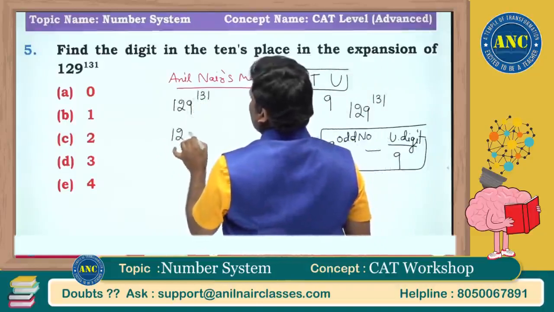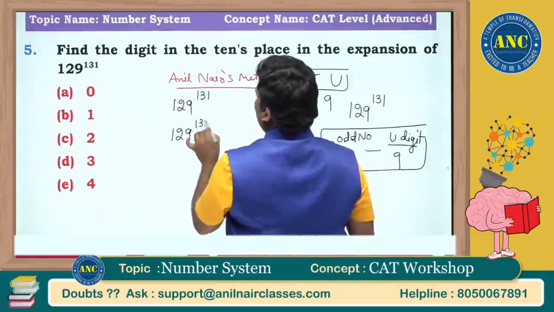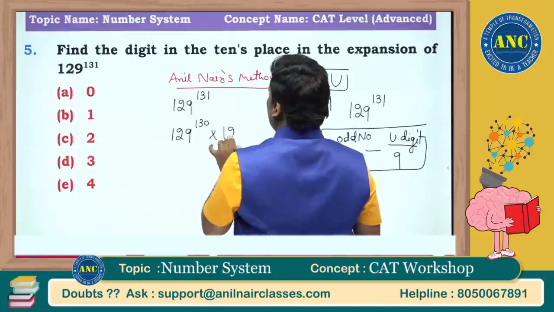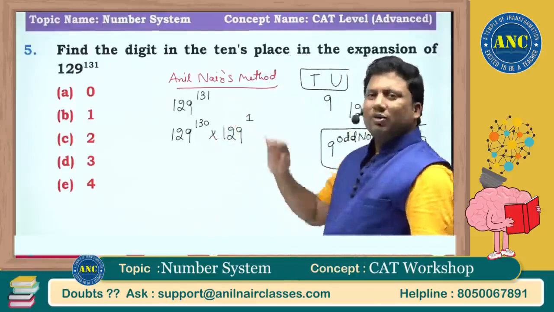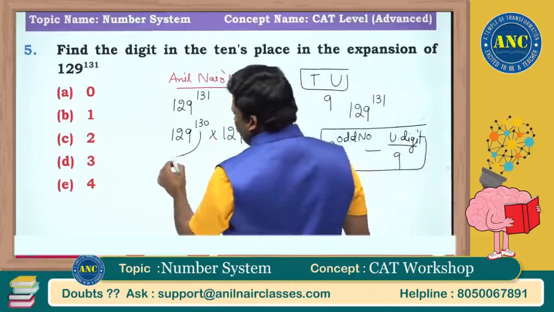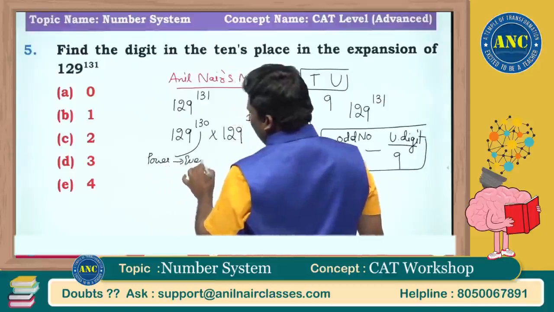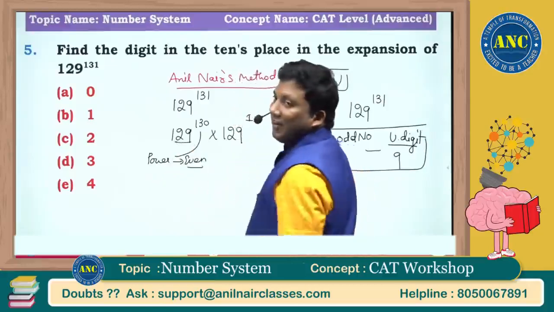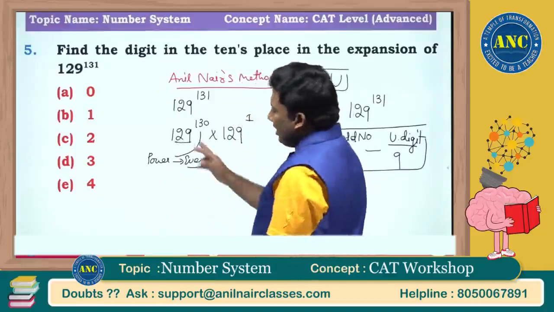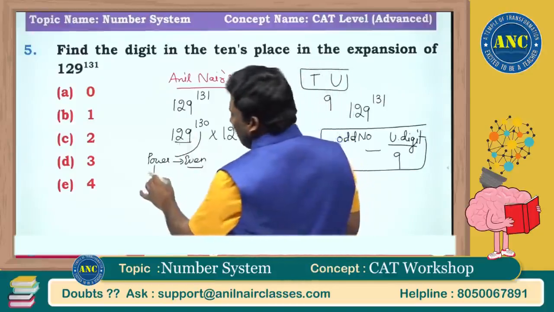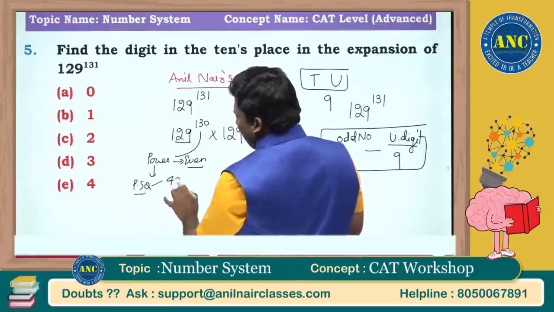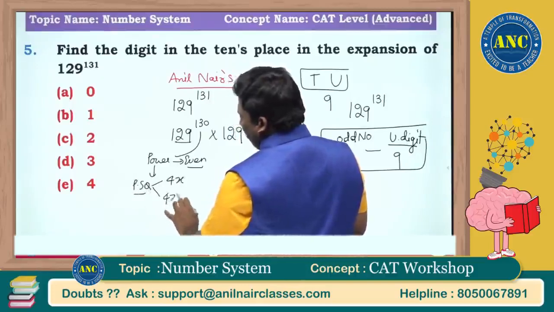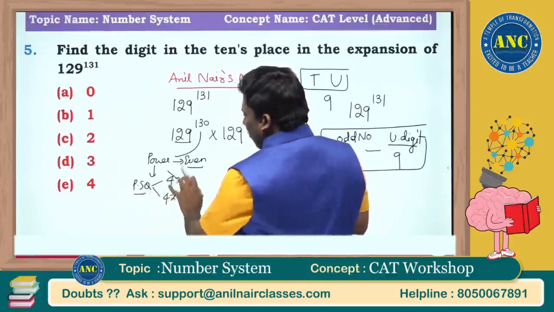Suppose the first option 129 power 131. This can be written as 129 power 130 into 129 power 1. Are you all with me? You don't need to find the last two digits. The power is an even number. If the power is an even number, then it is a perfect square. A perfect square is either divisible by 4 or gives a remainder 1.